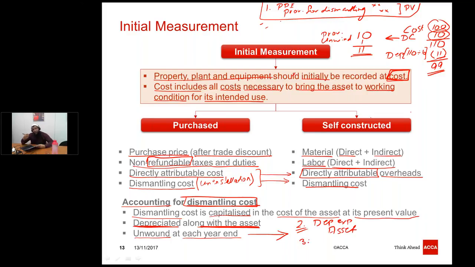And the third entry, the unwinding entry, is finance cost debit and provision for dismantling credit. So this will increase the provision for dismantling by $1 million. The unwinding is always recorded in the finance cost. So 3 steps: PP debit, provision credit; depreciation expense debit, asset credit; finance cost debit, provision credit. These are the 3 entries that you have to remember for the dismantling cost.